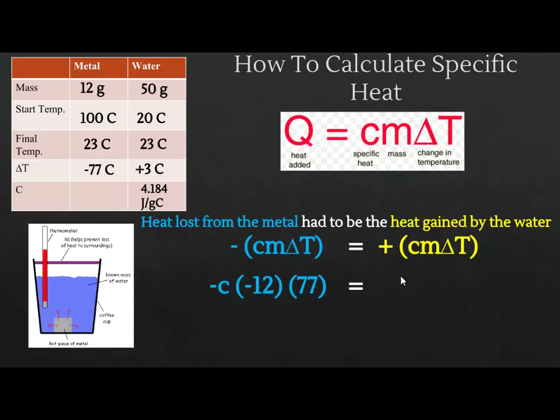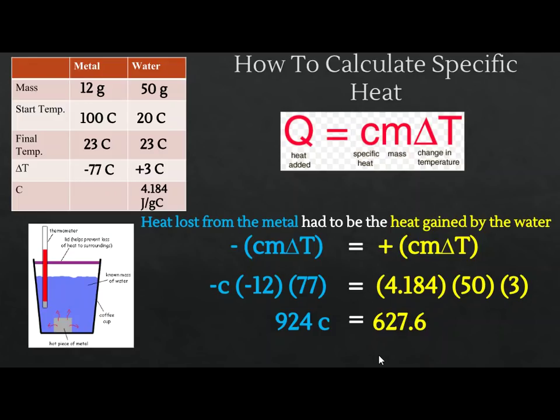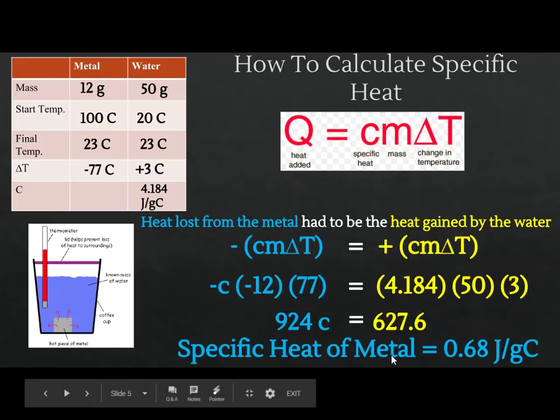On the other side of the equation, I do know the specific heat of my water, I know the mass of the water, and I know how much the temperature of the water changed. So I have all of those numbers. Now it's just a simple algebra problem. I just need to get all of my numbers on the same side, and I've solved for C. When I multiply everything out on either side, I've simplified. I get 924C equals 627.6, just to do a little division. And I find out that the specific heat of my metal is 0.68 joules per gram degrees Celsius.